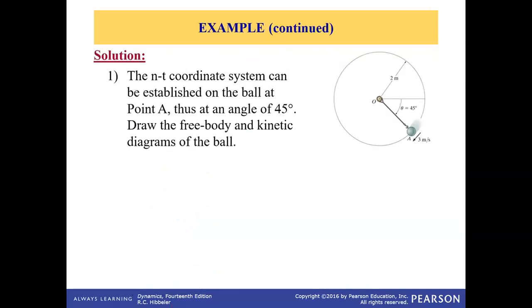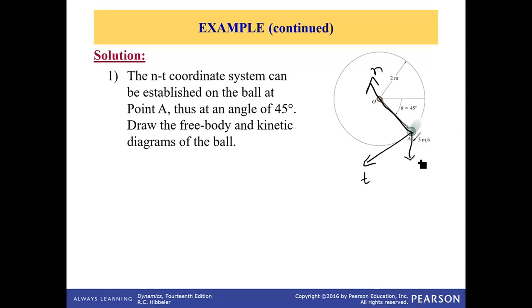So first step is we define the direction for the normal and tangential axis. So this ball rotates in clockwise direction. At this point, the tangential axis is tangent to the curved path. So this is the direction for the t-axis. Normal is perpendicular to tangent and always towards the center of curvature. So this is the normal axis. So we have defined our normal tangential coordinate system.